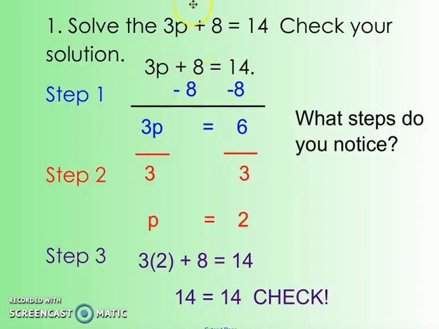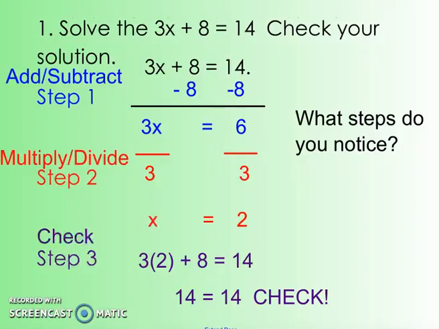Do you notice the 8 is on the same side? If I drew railroad tracks right now, it is on the same side as the p, but it's not right next to it. So I'm trying to get rid of that so that I can have my variable by itself. Okay, so we add or subtract first. That is our first step, to always get that single number away, at least the single number that is on the same side as the variable.